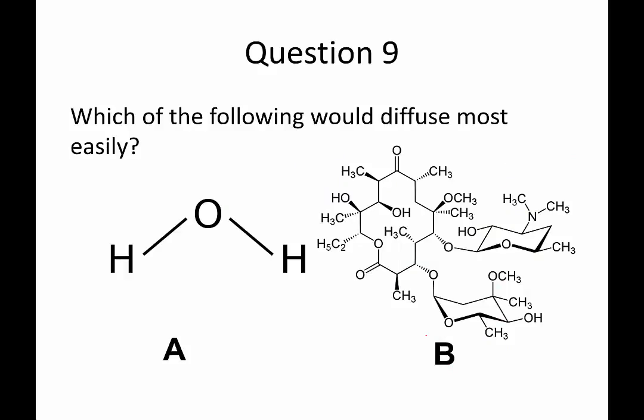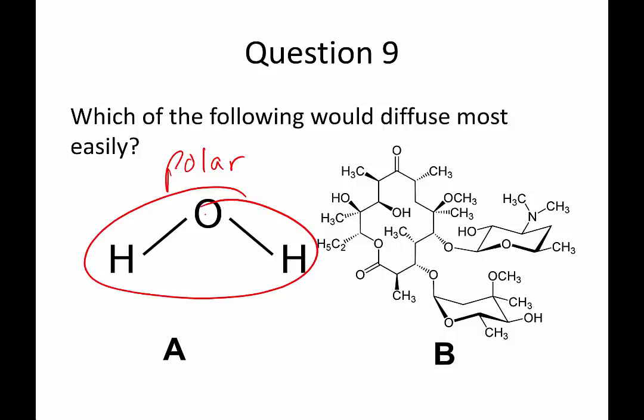Next, we have a similar question. Question 9: which of these would diffuse most easily across the plasma membrane, A or B? Even though we have a polar molecule here, even though water is polar, it's much, much smaller than the molecule on the right. The correct answer here is A. In general, small molecules pass through the plasma membrane more easily.